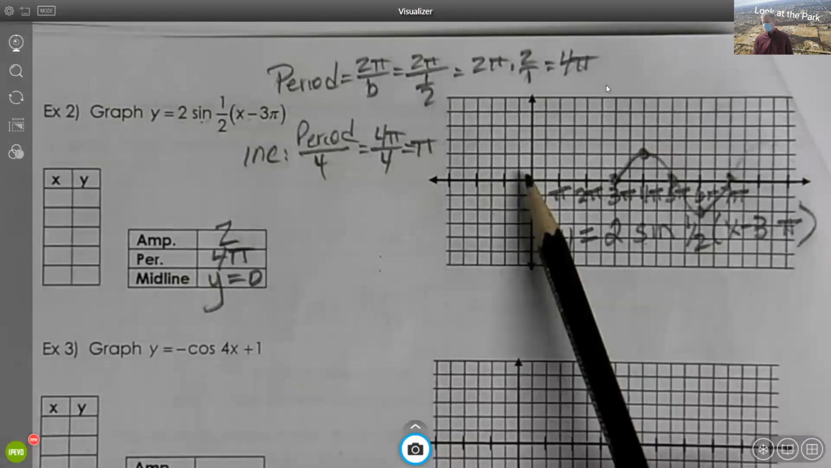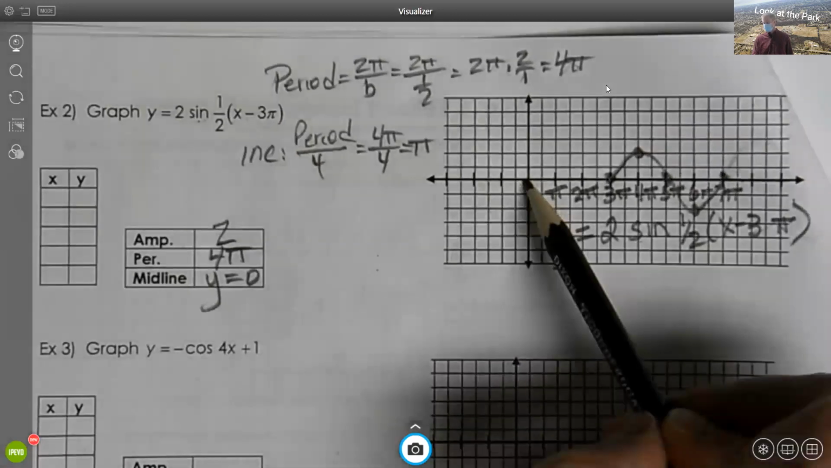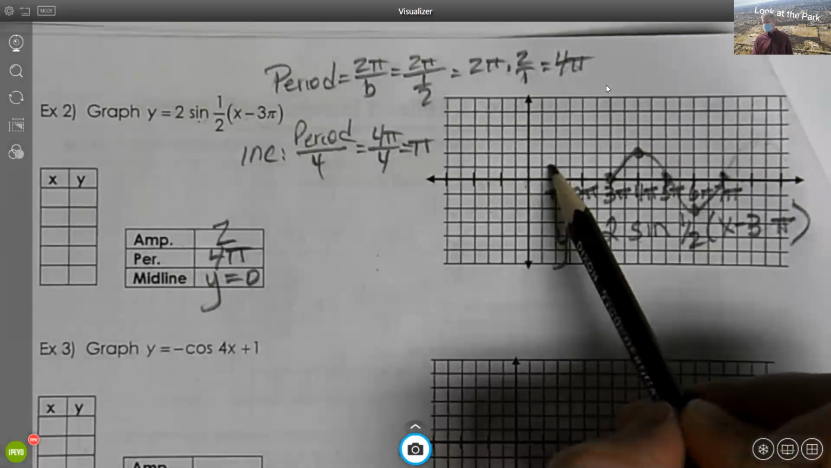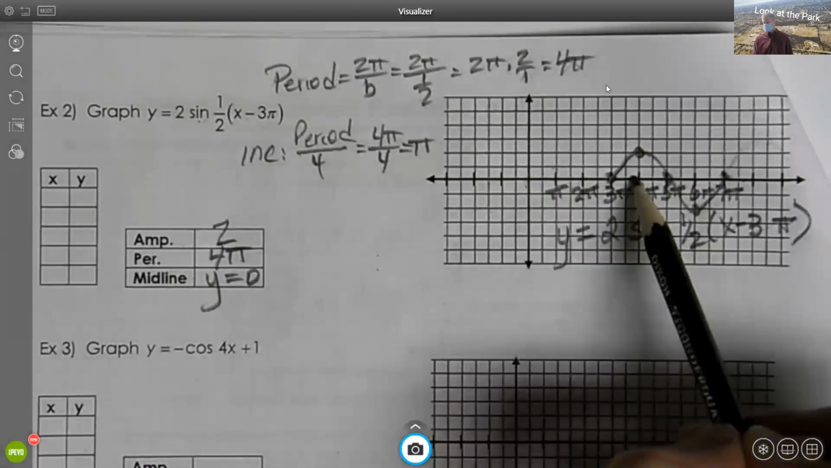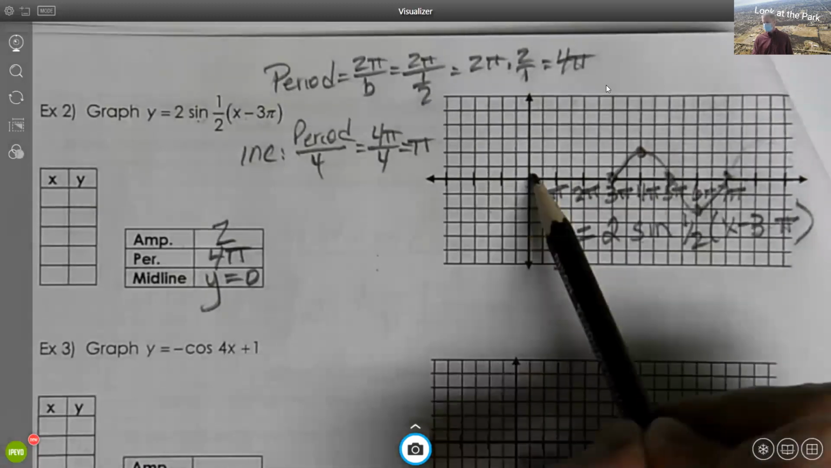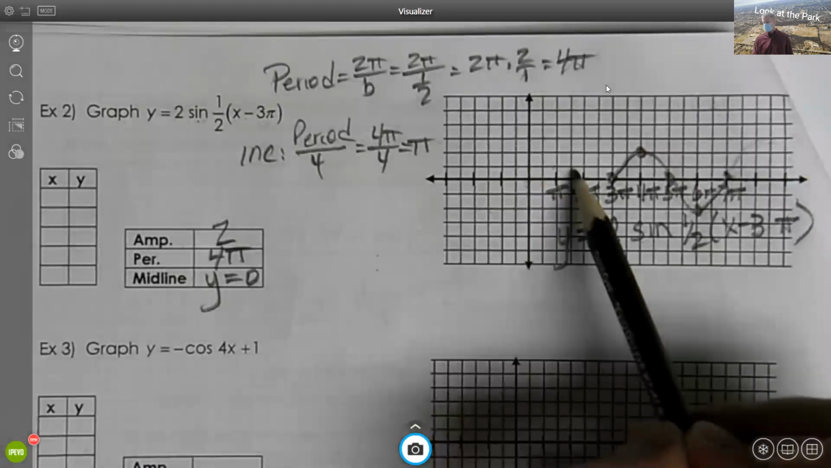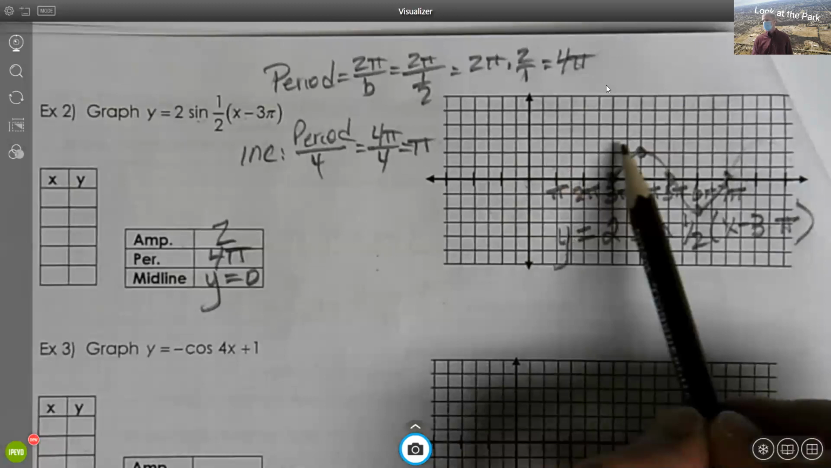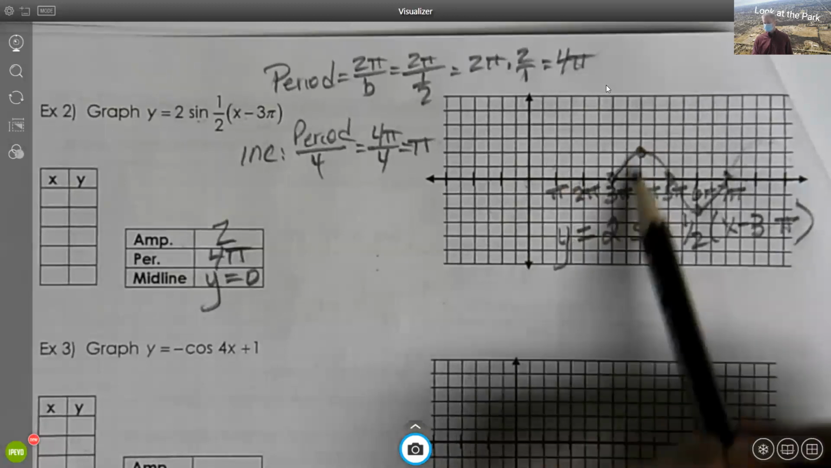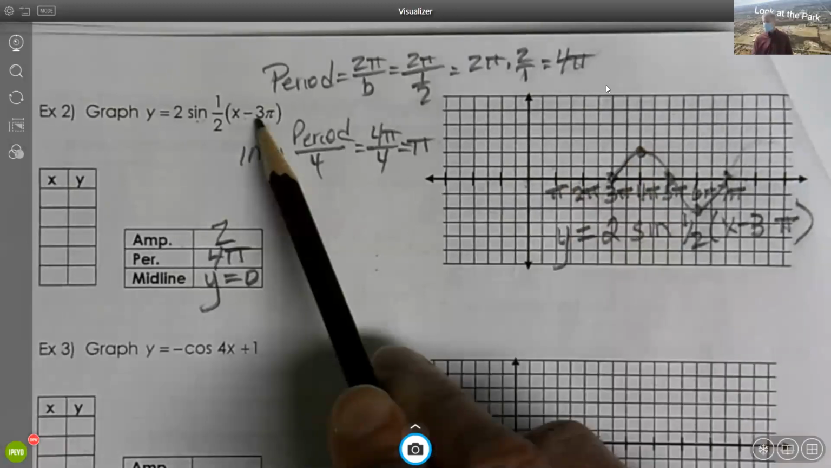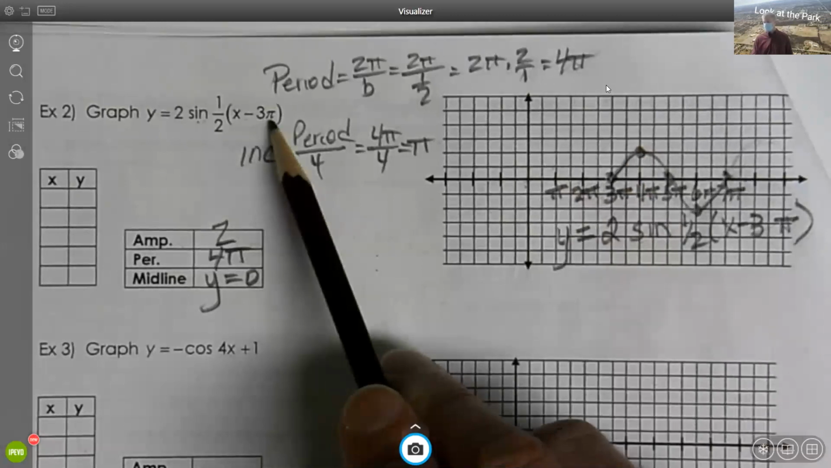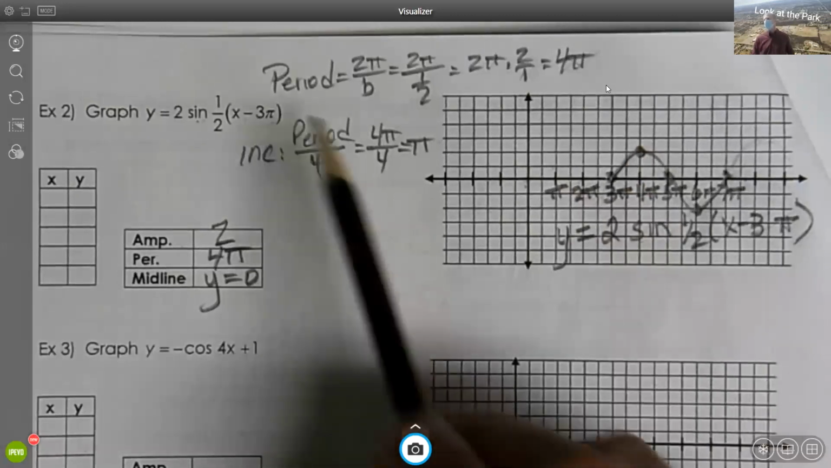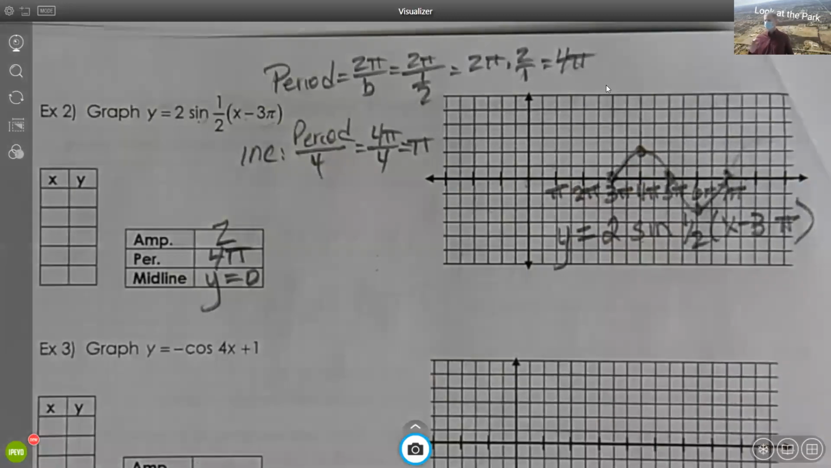I would have originally started over here and gone up 1 into 0 and -1 and back to 0. And then we would have stretched it, would have gone twice as far. And then we would have moved all those points 3 units, 3 pi to the right. Minus means right. It's minus a positive number, and that positive number is telling us to go to the right.